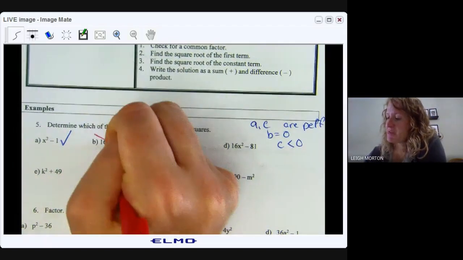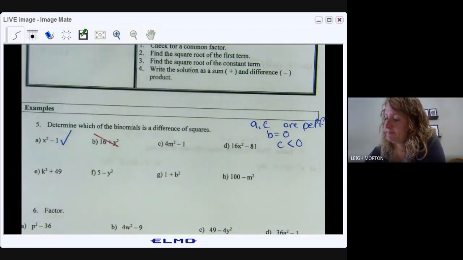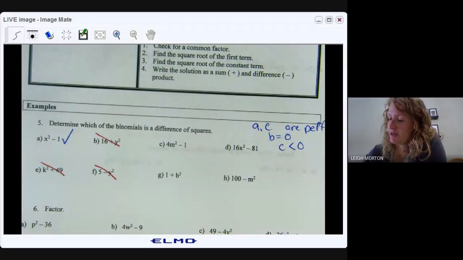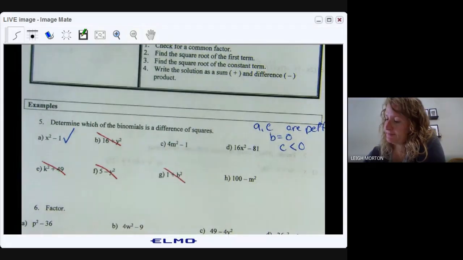So you should probably cross out B. Should probably cross out E, F, G, but the rest are all perfect squares. We're good.